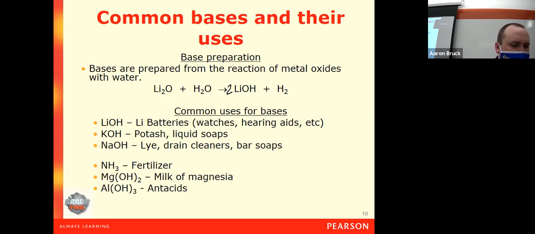Ammonia is in the fertilizer area. Anyone that works in agriculture knows that one firsthand. Magnesium and aluminum hydroxides are used in antacids. Magnesium hydroxide is actually something known as milk of magnesia, which has other kinds of properties to it, along with its antacid properties. Aluminum hydroxide is found in Rolaids, and is the primary antacid there.